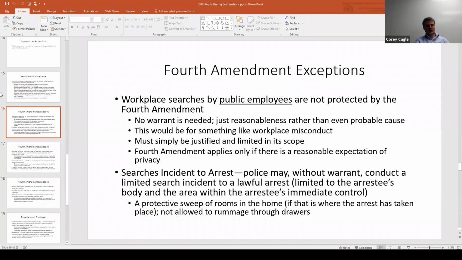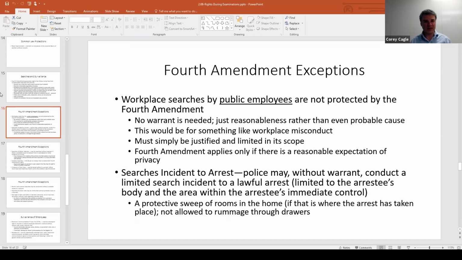More about the Fourth Amendment. These are exceptions, meaning you wouldn't have to have a search warrant to do these things. Workplace searches by public employees are not protected. So if you work for the government, no warrants are needed there, just reasonableness rather than even probable cause. Just reasonableness is fine, pretty much wide open.